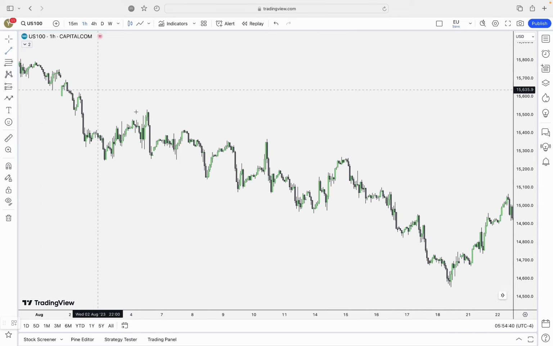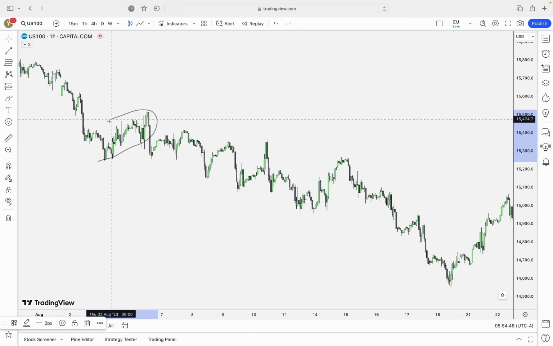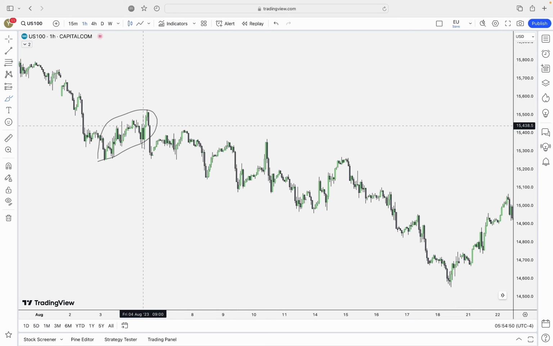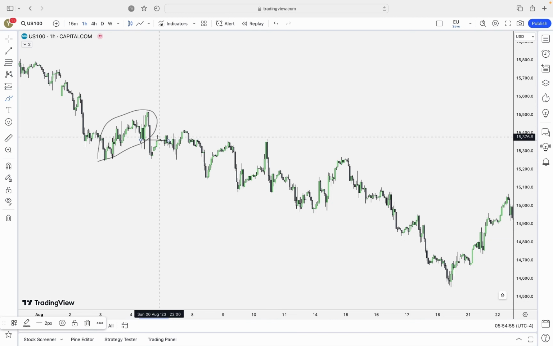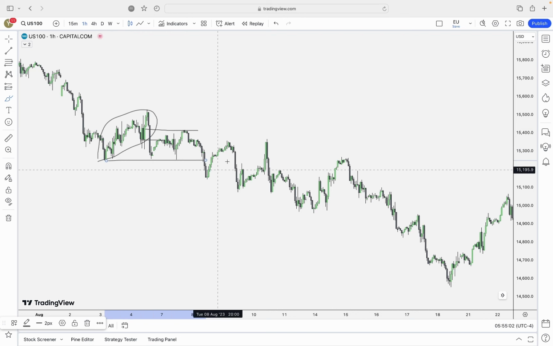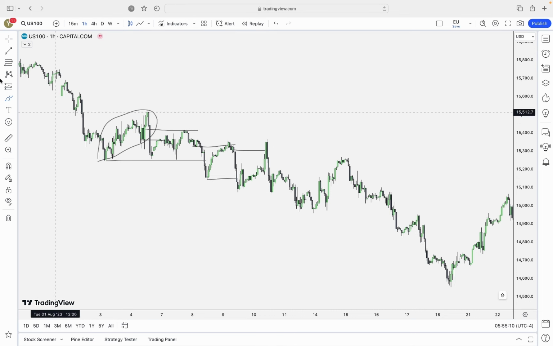So we have a pullback, which on the hourly is pretty complex. It's not deep, but you can see that it has a sequence of higher highs, higher lows relative to the time frame, right? Then we break the previous higher low here. We can come back into some levels of resistance, and we can target the previous lows. Once again, we get a pullback into levels of resistance, and we can target the previous low, and so on and so forth until the structure shifts.